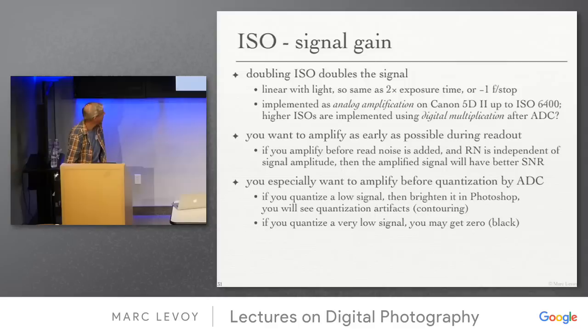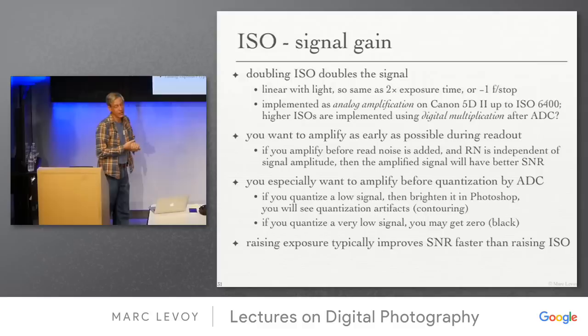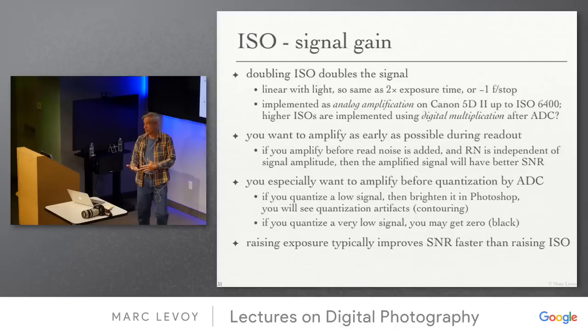So raising the exposure, typically, if you work through the noise formula, will improve the signal-to-noise ratio faster than raising the ISO, just because of the nature of photon shot noise versus this contribution to read noise.